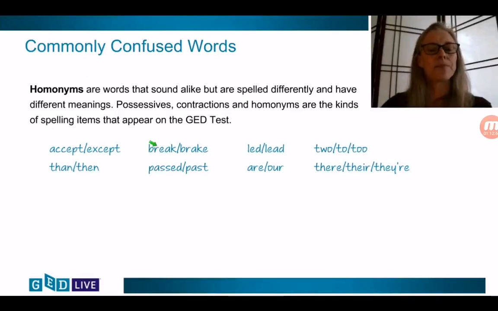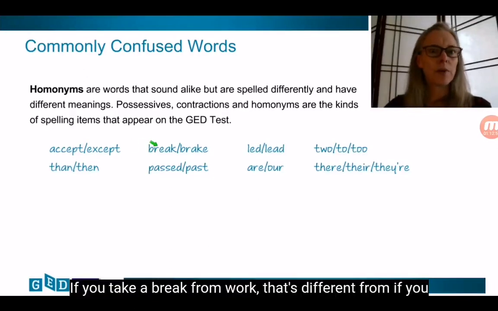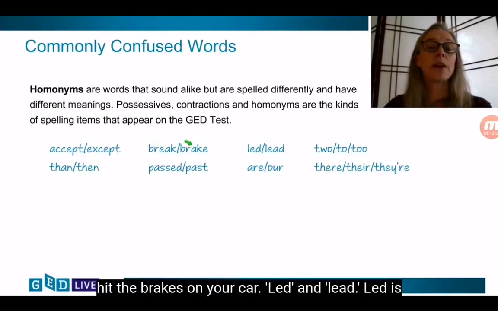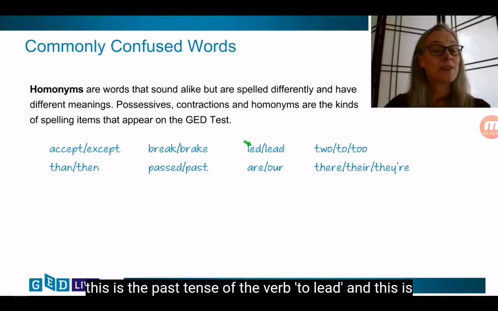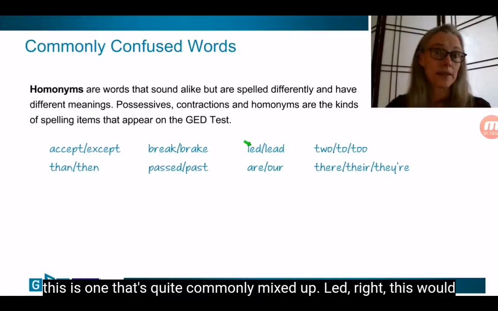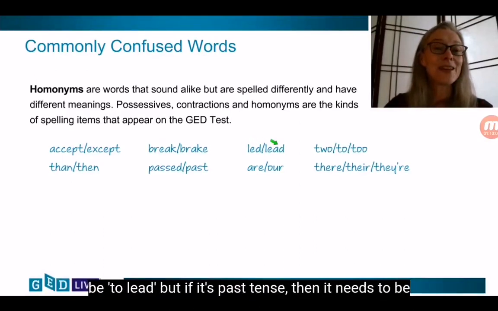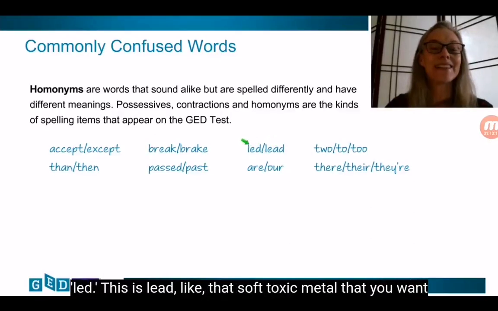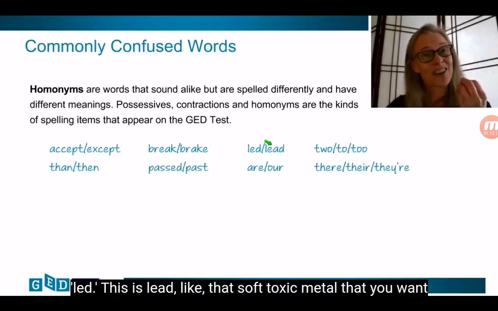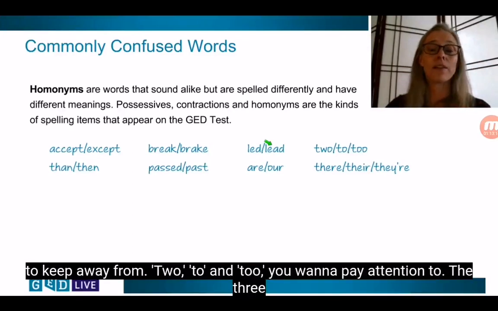Break and brake, right? If you take a break from work, that's different from if you hit the brakes on your car. Led and lead. Led is the past tense of the verb to lead, and this is one that's quite commonly mixed up. Lead, right? This would be to lead, but if it's past tense, then it needs to be led. This is lead like that soft, toxic metal that you want to keep away from.